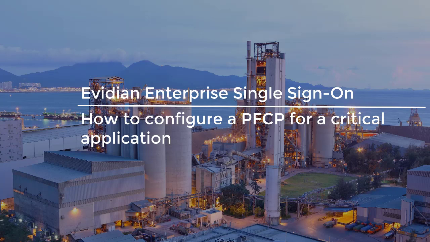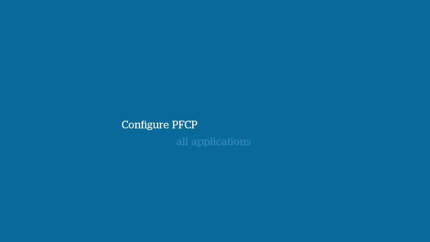Indeed, Evidian Enterprise SSO allows you to control the strength of passwords. You can configure your PFCPs to apply to all or part of your applications. In this video, I will show you how to configure a new PFCP for a given application. The application used in this tutorial is Simubo.